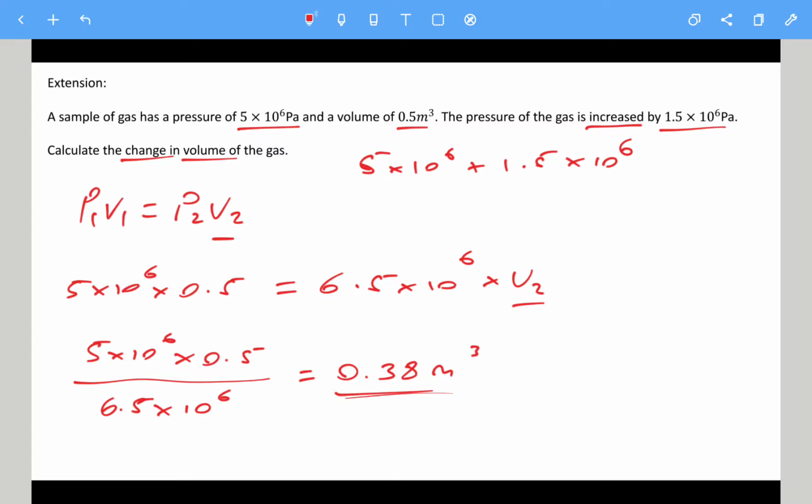which is correct, but not the answer that we're looking for, because we want the change in volume of the gas. So the change in volume of the gas will be the original, 0.5, subtract the final. Or you could do final subtract original, but you just end up with a negative value, but it'd be the same, I imagine. So 0.5 cubic meters minus 0.38, which gives us a change in volume. I'm going to write delta V of 0.12 meters cubed.